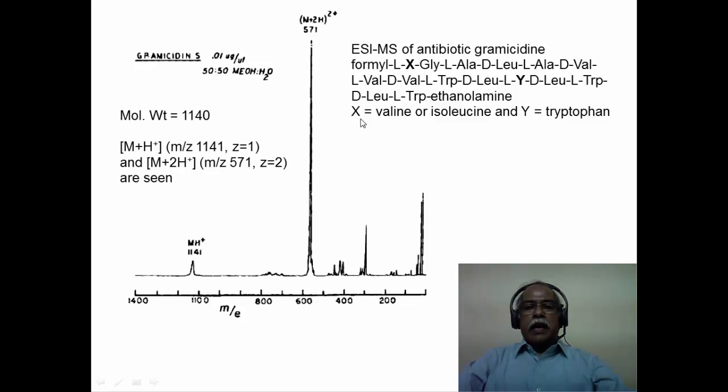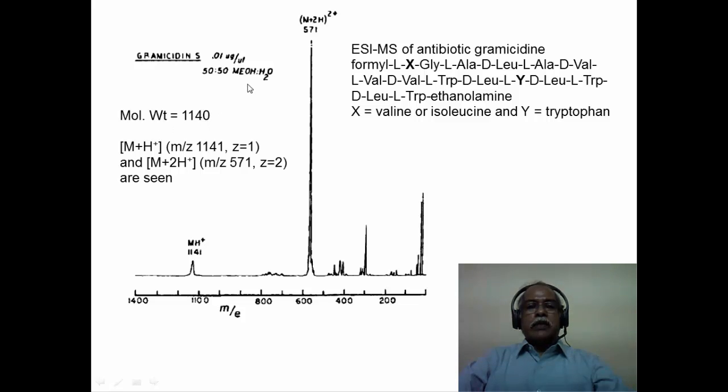Let us start with an antibiotic called gramicidin. Gramicidin has about 15 amino acid residues or so, which are given in the sequence that is shown here in this particular slide. The molecular weight of this particular antibiotic is 1140. It is not a very large molecule, but the problem is that it is a non-volatile substance, and that is why it could not be analyzed by electron impact ionization mass spectrometry. Secondly, it will undergo extensive fragmentation, and you may not be able to see the molecular ion peak at all in the electron impact ionization mass spectrometry.